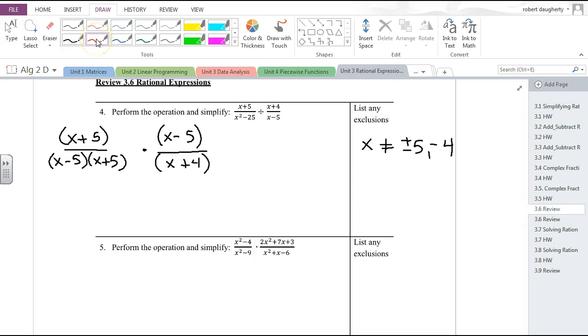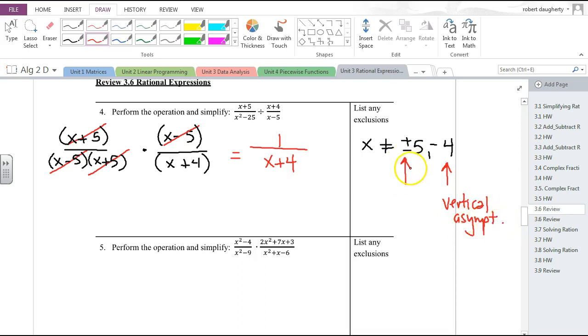Now, if I simplify, x minus 5 divided by x minus 5, that's 1. x plus 5 over x plus 5, that is 1. This is simply 1 over x plus 4. Okay, that tells me that is a vertical asymptote, and plus or minus 5, those two are holes in the graph.